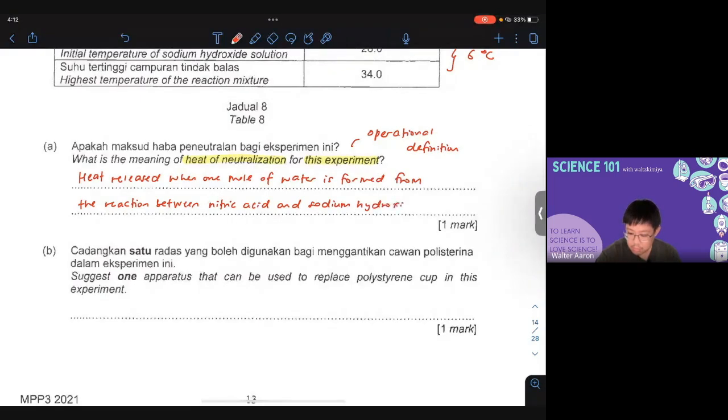Okay, very specific that we mention the word nitric acid and sodium hydroxide. Usually it's just an acid and a base, or acid and alkaline substance. So you don't have to actually mention the name of it. But this one's obviously very specific, nitric acid and sodium hydroxide, right? So that's how we know.